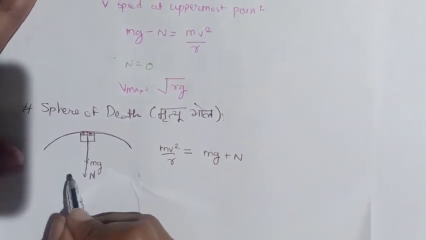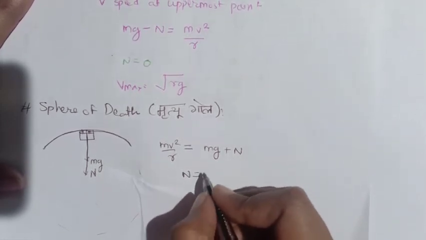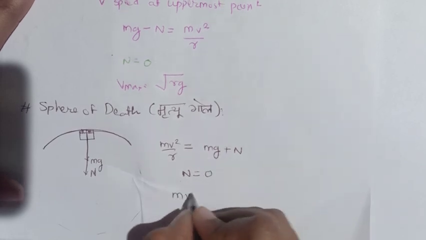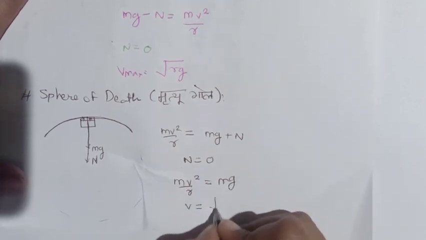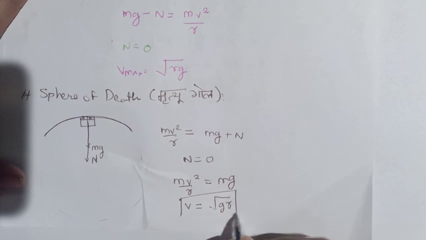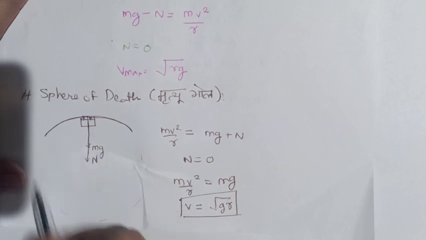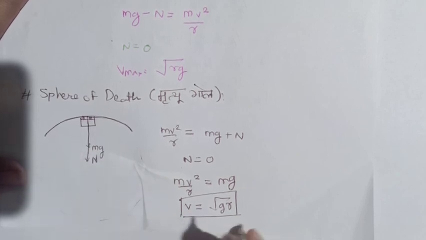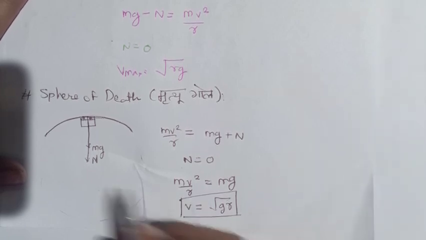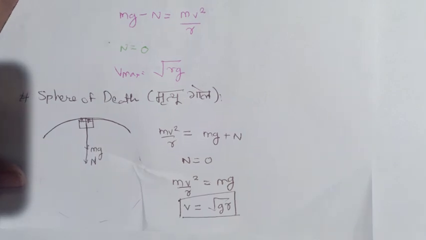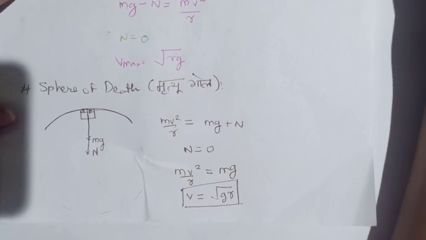As the speed increases, normal reaction decreases. So suppose at a particular speed, the minimum speed, N is equal to 0, so this equation will become mv square by r equals mg, which will give you v equal to under root gr. So this is the minimum speed so that the rider can perform in that sphere of death. If the speed is higher, it doesn't matter, but it should not be less than this, or else the rider will fall down.